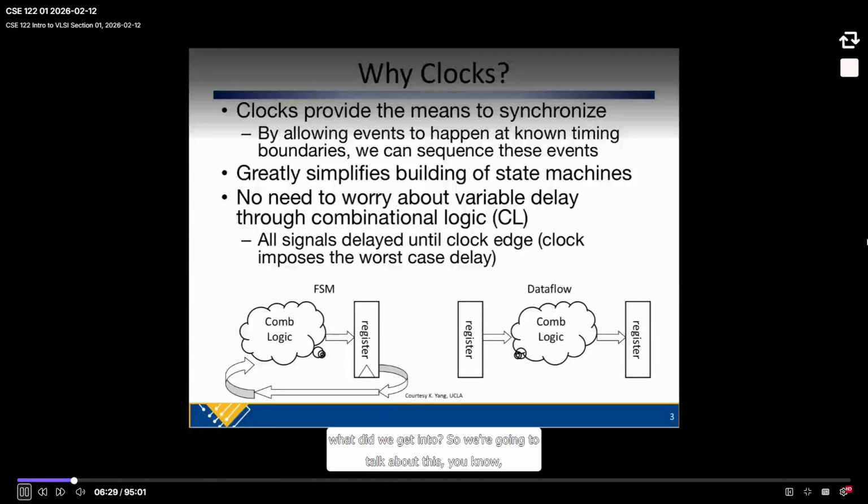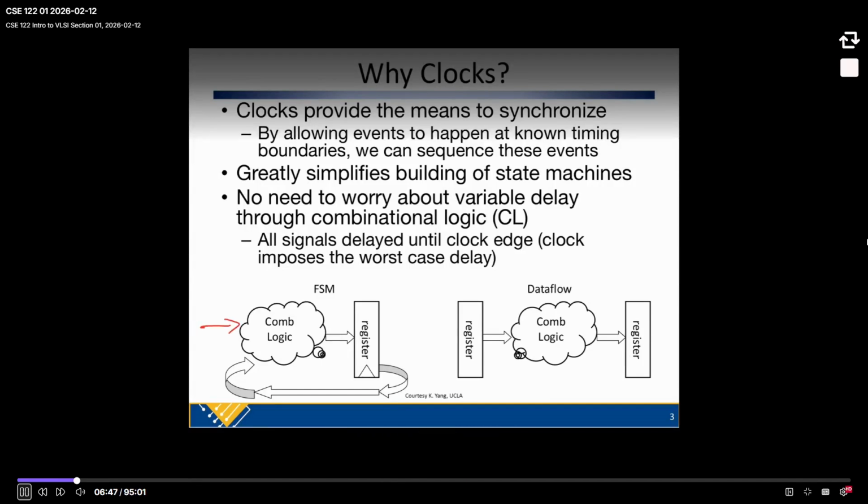So we're going to talk about this, and there are 2 high-level things. You can think about clocks in terms of state machines. In the lower left here, you have combinational logic with a register that's your current state, and it feeds back to the next state. And you might have some inputs here as well, to change the state. So this could be a Moore state machine, a Mealy state machine.